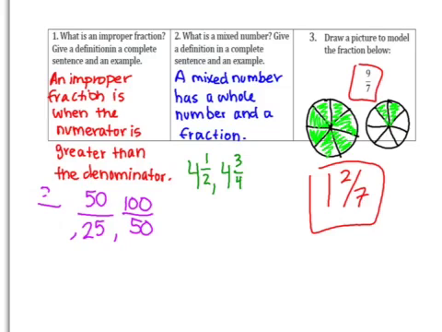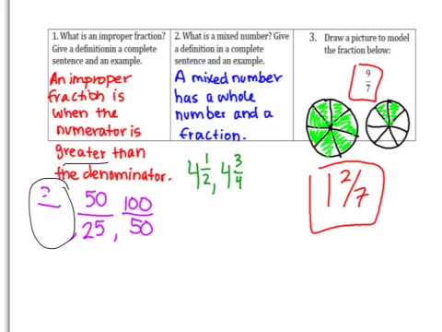What is an improper fraction? Give a definition in a complete sentence and an example. An improper fraction is when the numerator is greater than the denominator. Some examples would be 50/25 or 150/50. Can you come up with your own example? Pause this video, write your definition, and add your own example.